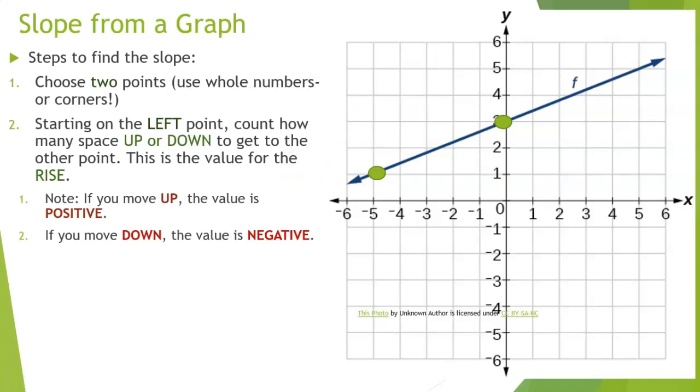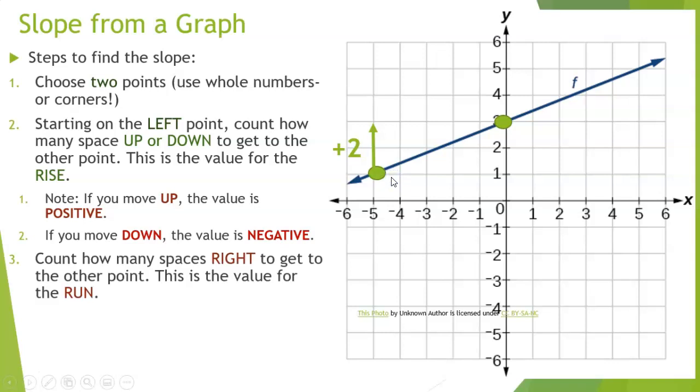Starting on the left point, the one all the way to the left, I want to figure out how many spaces up or down I would need to count to get to the other point on the right. In this case, I'm going to be moving up 2 spaces to get over to this point over here. Up 2. Because I'm going up 2 spaces, I'm going to use a positive value, so a positive 2. If I were to have to go down 2 to get to the other point, I would use a negative number.